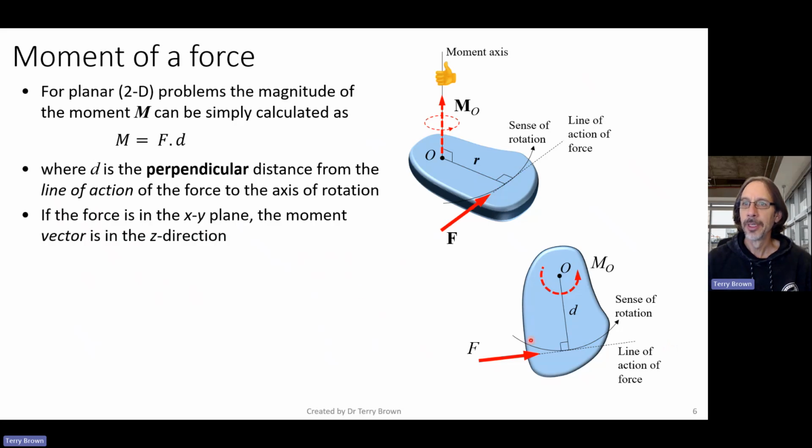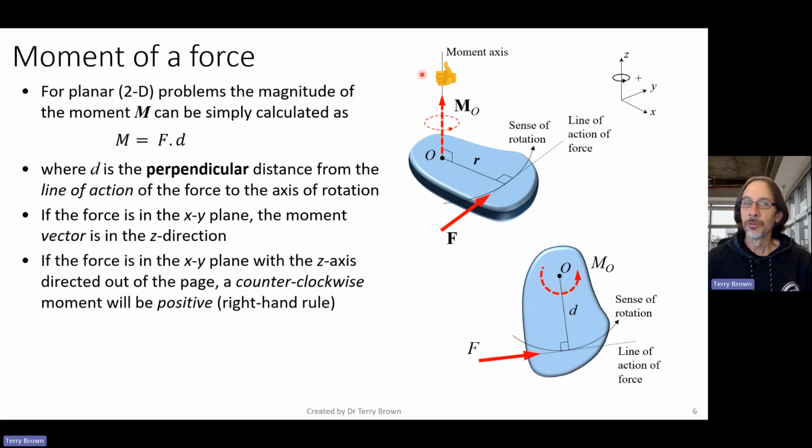That's the important thing. And if the force is in the XY plane, then the moment vector is in the Z direction, and I've shown this up here. So if our force is in this horizontal plane here, whether it's in the X direction or the Y direction doesn't matter, as long as it's in the XY plane, then the moment vector is in the Z direction, normal to that plane.